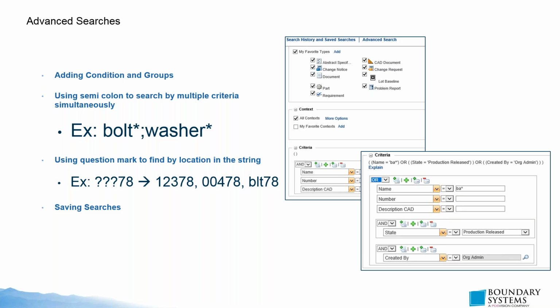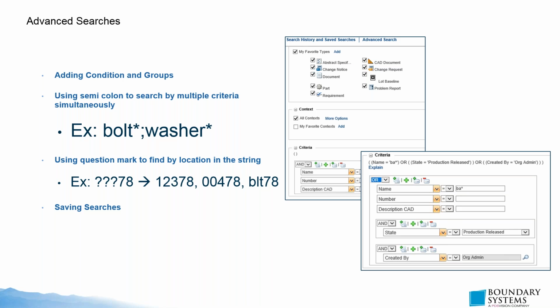And these conditions will accept criteria, or even by adding multiple groups. And these groups will have conditions of their own, and those conditions will also have criteria of their own. The first tip here is to use a semicolon to look for multiple criteria simultaneously. For example, here, I'm looking for a bolt and a washer. So in the name or the number attribute, I type in bolt asterisk semicolon washer asterisk, and I initiate the search.